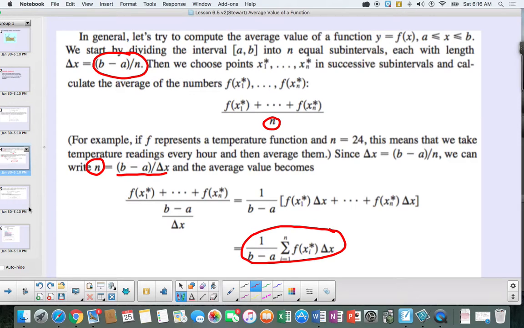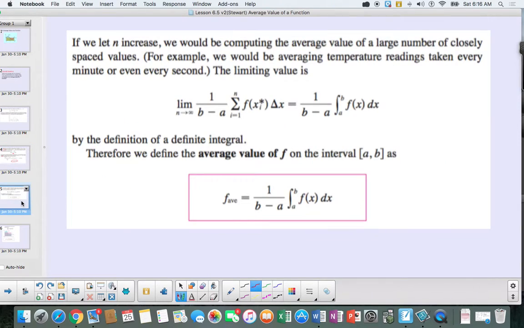Now remember, this is finite. I want to now get it into infinite, so it represents all of the y values in the interval. So I'm going to let n go to infinity. And that will create this expression, which is an integral. And so this represents what we call the average value of f.